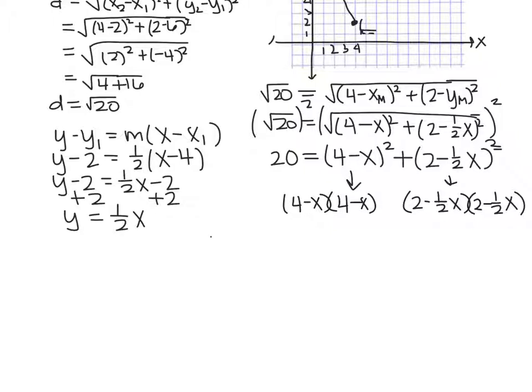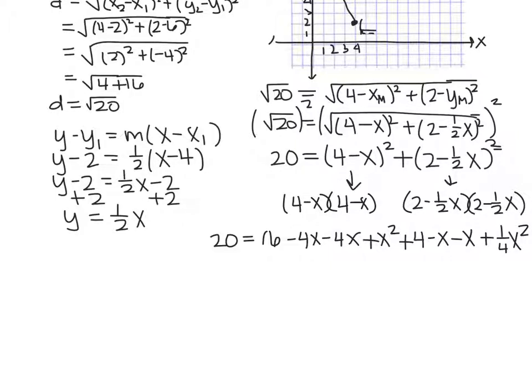So we're going to end up with 20 equals, and then 4 times 4 is 16. 4 times negative x is negative 4x. Negative x times 4 is negative 4x. Negative x times negative x is a positive x squared. Then we have plus, and we're going to do the same thing with our second set of parentheses. 2 times 2 is going to give us 4. 2 times a negative 1/2 x is going to give us negative x. Negative 1/2 x times 2 is negative x. And then negative 1/2 x times a negative 1/2 x is going to give us positive 1/4 x squared.